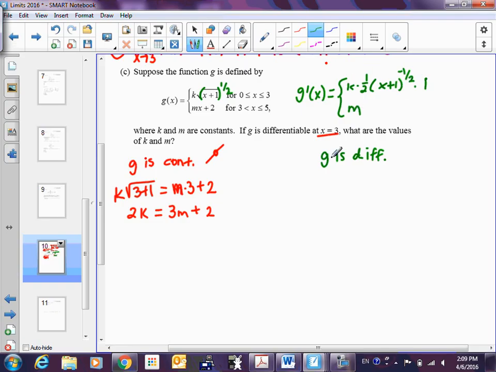We're going to do the same thing with this. We're going to set these two things equal to each other because if this is differentiable, the derivatives should be the same, again at x equals 3. That's a key. So make sure you plug 3 in for x. I'm going to drop the times 1.